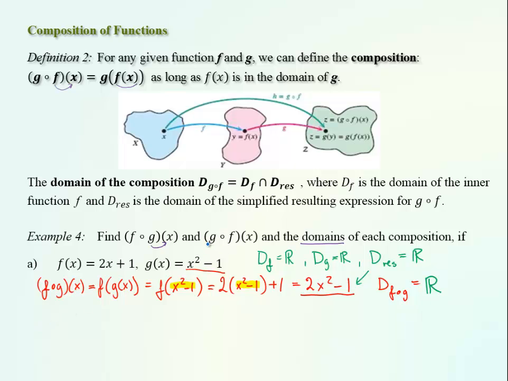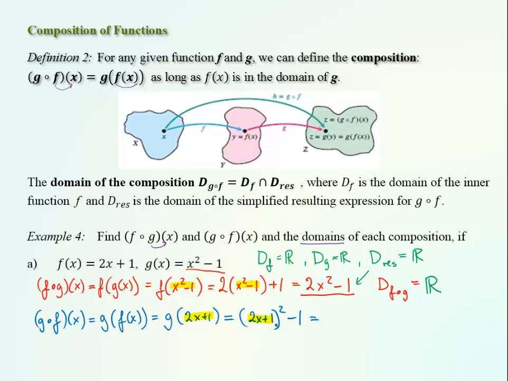And now let's try the other composition, g composed with f of x. This time we leave g for later and we apply f to the x first. So g of f of x is the same as g of 2x plus 1. So that's our input for g function, which takes the input, squares it, and subtracts 1. So input squared, subtract 1. The input is 2x plus 1, so it will be written here.